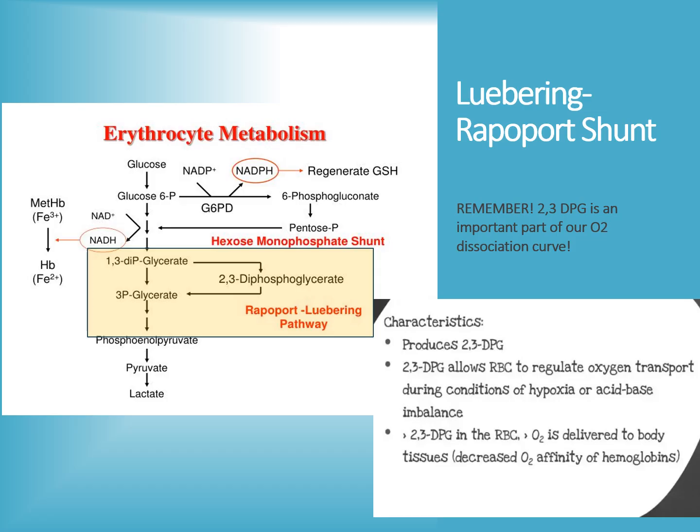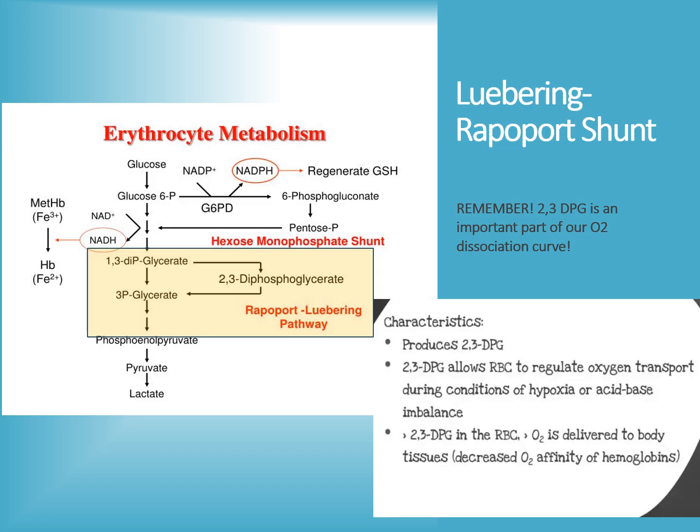Okay, so the Luebering-Rapoport shunt is our last line, or last metabolic pathway. And this is really important because this is where our 2,3-BPG or DPG is produced. Now remember, without 2,3-BPG, our globin chains will not release the oxygen that is bound to our hemoglobin. It allows red blood cells to regulate that oxygen transport during conditions of hypoxia or acid-base imbalance or increased need.